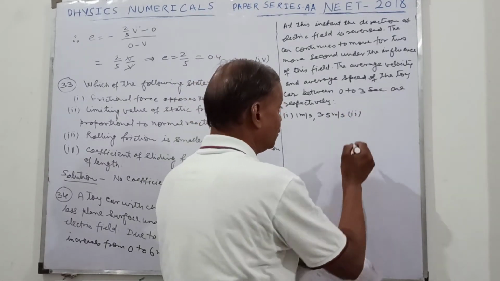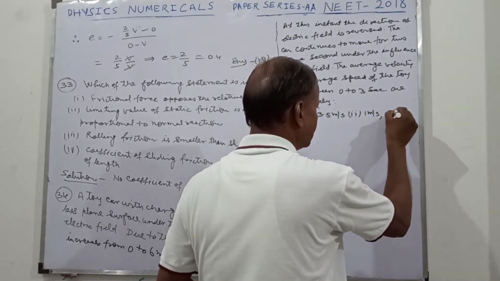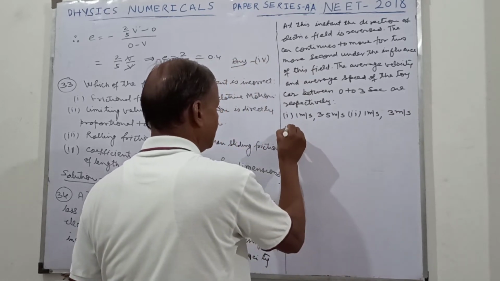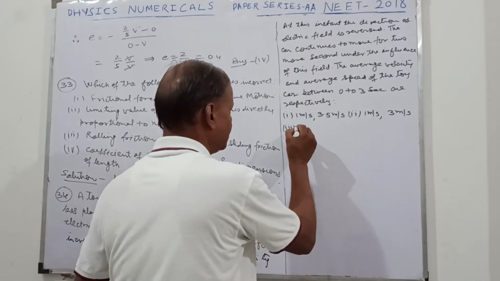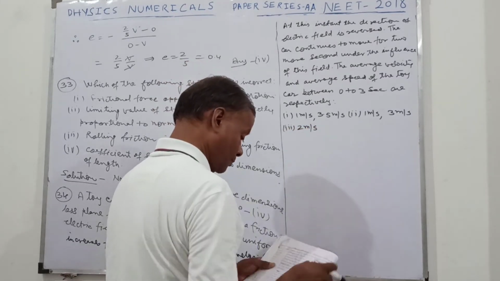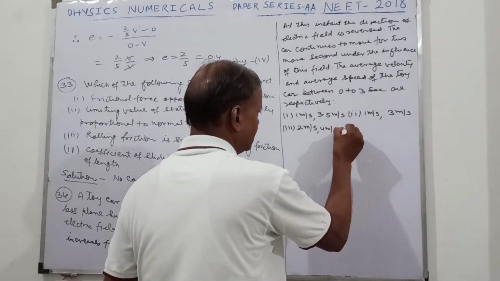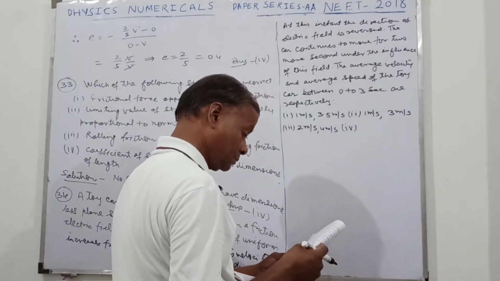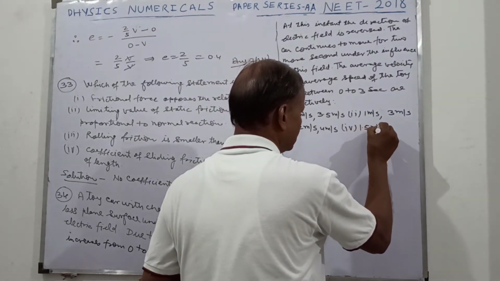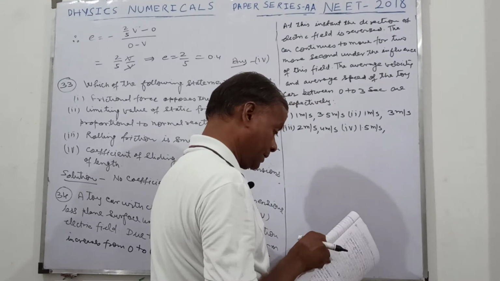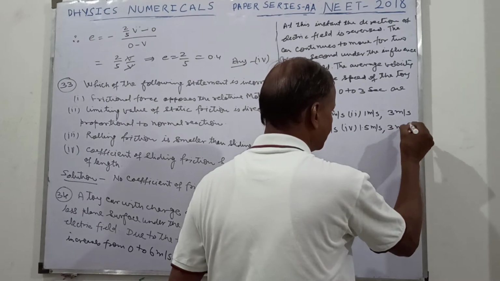Second is 1 meter per second and 3 meter per second. And third, this is 2 meter per second and 4 meter per second. And now fourth, this is 1.5 meter per second and 3 meter per second.